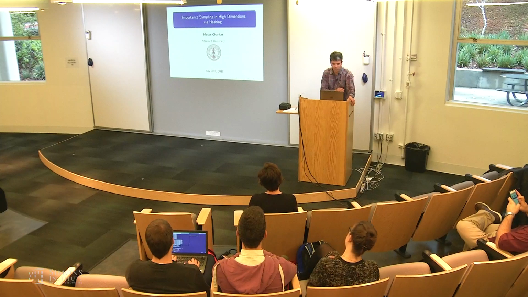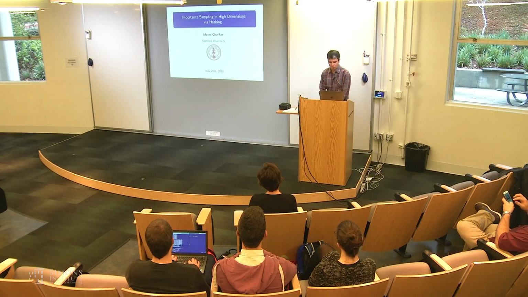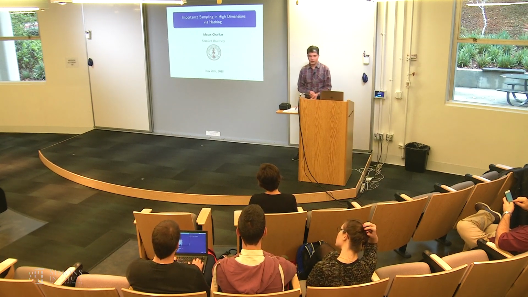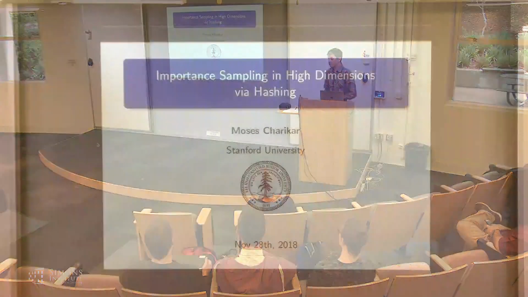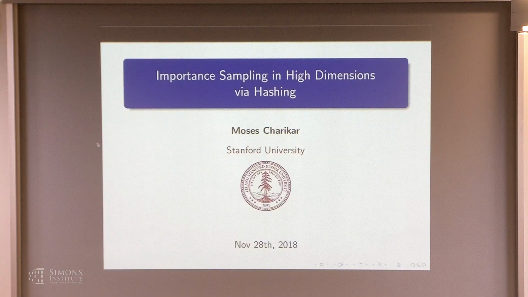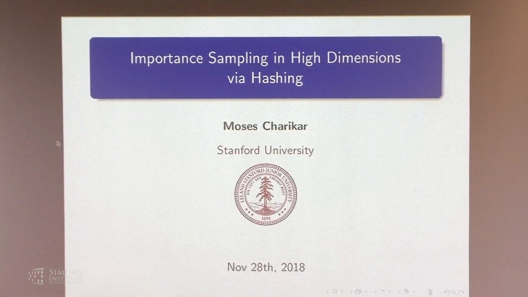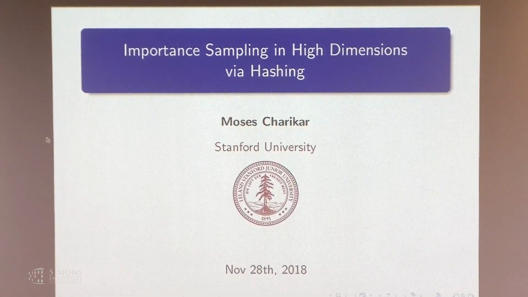Work that we've done over the last couple of years. The general theme is doing importance sampling in high dimensions and using hashing in order to do this. So I want to give you an overview of some of the results that we've obtained, give you a flavor of some of the techniques, and all the various kinds of problems that we've applied them to. Some of you might have seen some of this before.